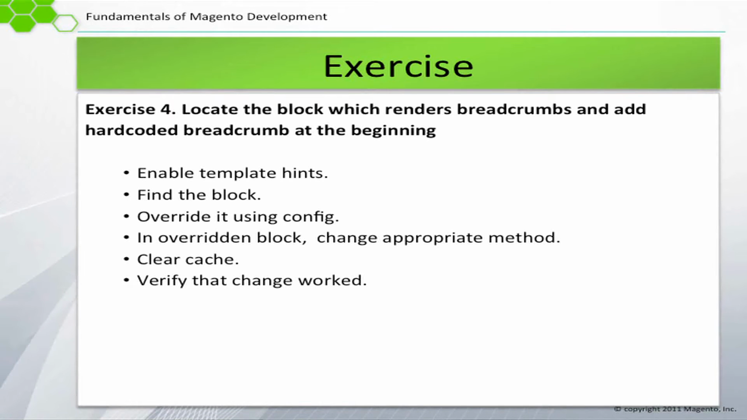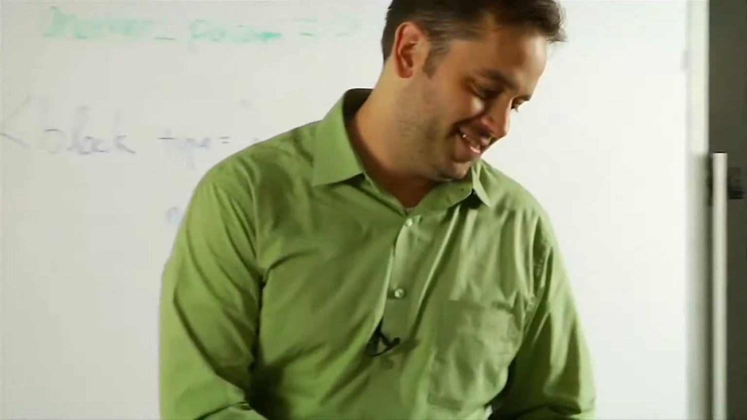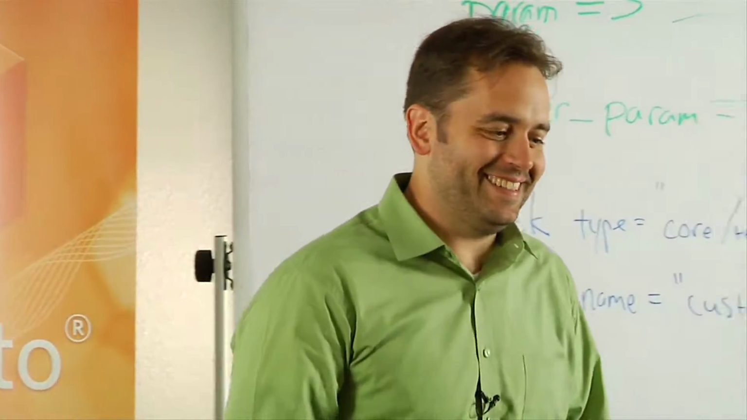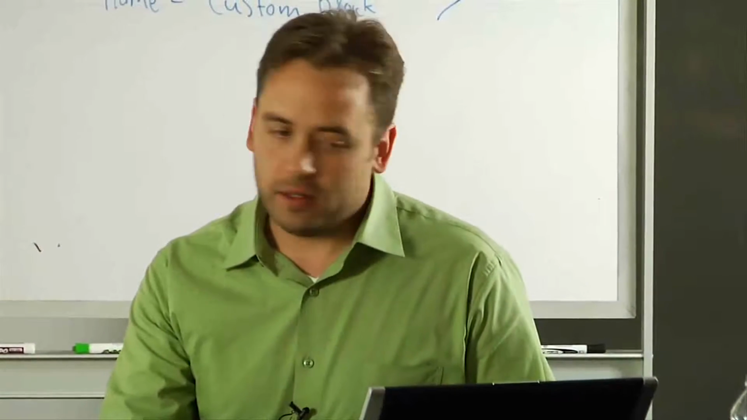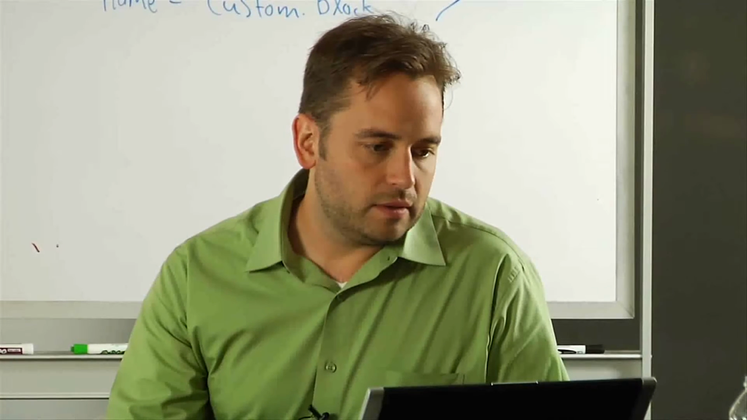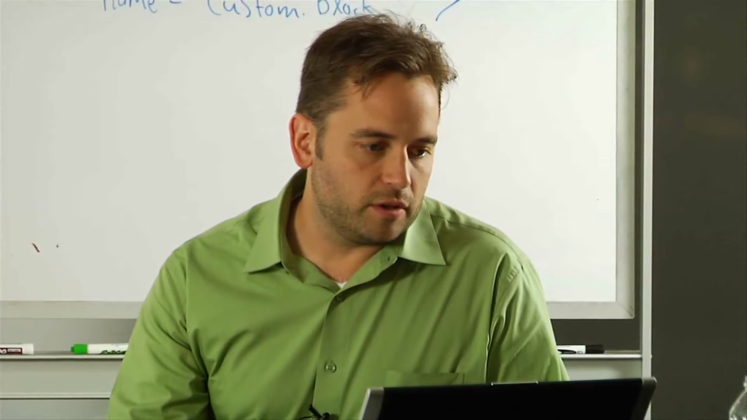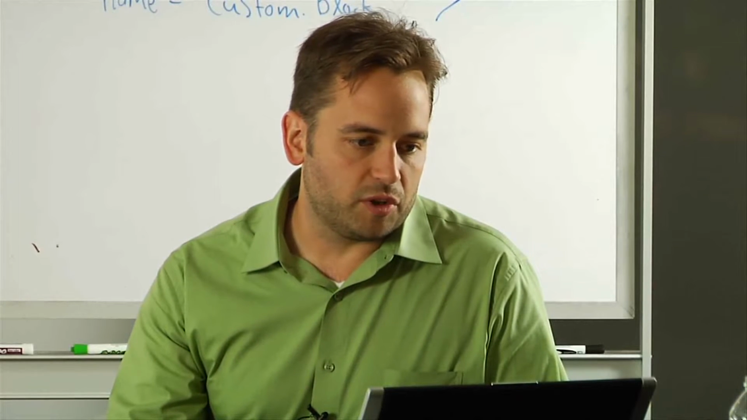Locate the block which renders breadcrumbs and add a hard-coded breadcrumb at the beginning. So the steps: enable template path hints, find the block, override it using the config, change the appropriate method in the overridden block, clear cache, and verify that the change worked. All right, what does that look like? Marketing says we want a link to Google in the breadcrumbs. Well, you guys know how to do a lot of this already, so let's see what this looks like. We know for sure that will need to be in our module configuration.